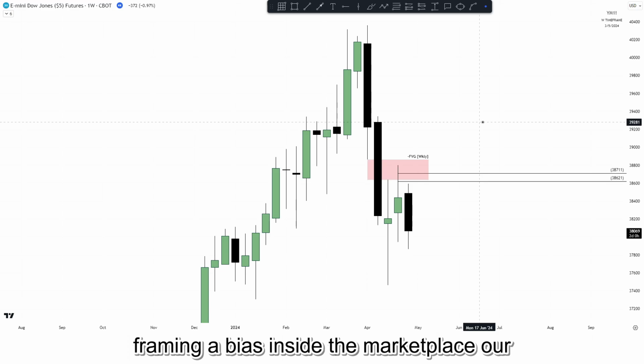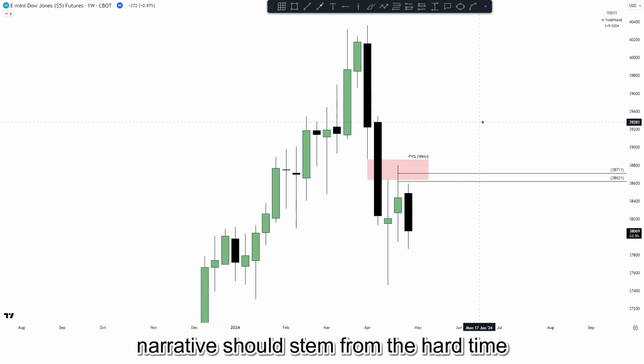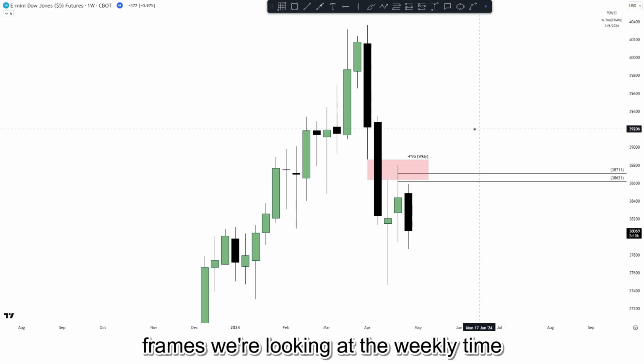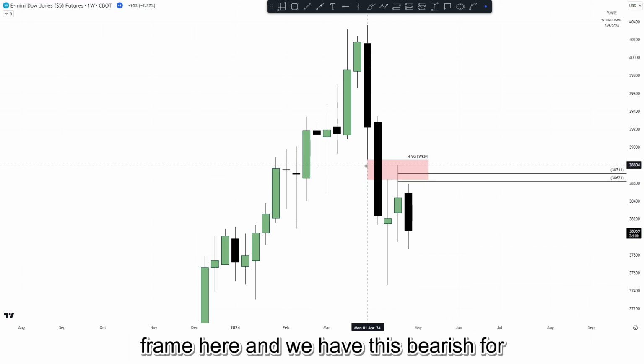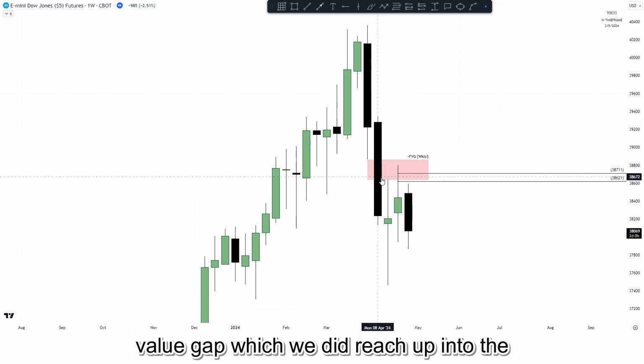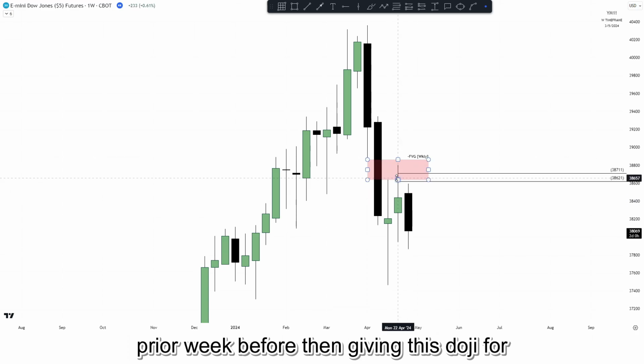When framing a bias inside the marketplace, our narrative should stem from the higher time frames. We're looking at the weekly time frame here, and we have this bearish fair value gap, which we did reach up into the prior week before then giving this doji formation.